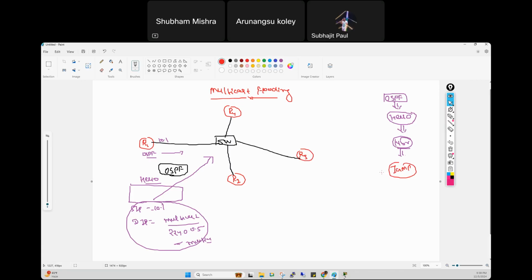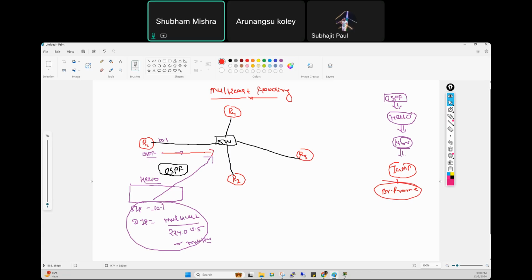Basically, whenever the switch receives a multicast packet, it will forward this packet as multicast only when you enable IGMP on the switch. If you want your switch to perform multicast also, then you need to configure IGMP. But without IGMP, what will the switch do? The switch will treat your multicast frame like a broadcast frame. It means whenever any multicast packet reaches the switch, what will the switch do, guys?